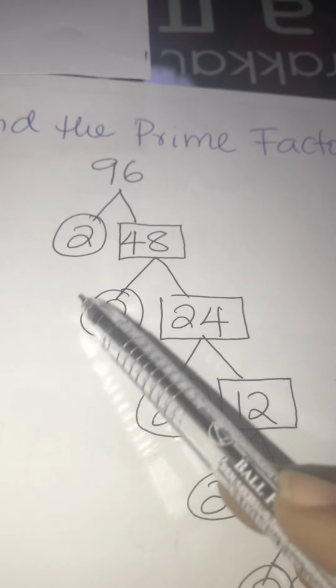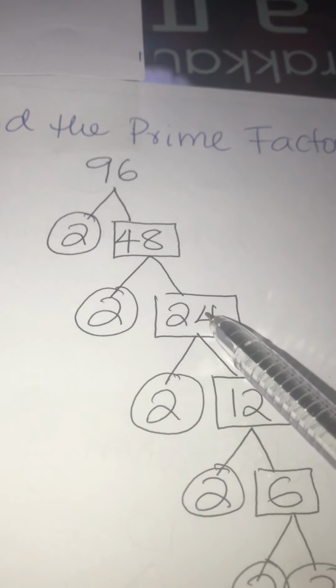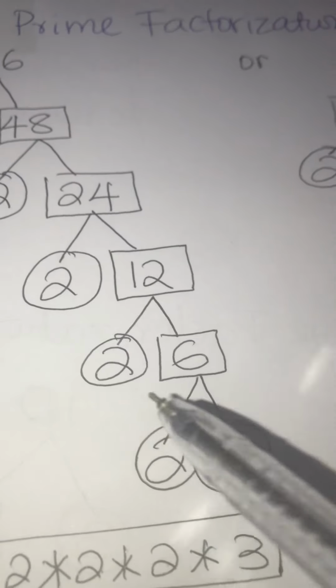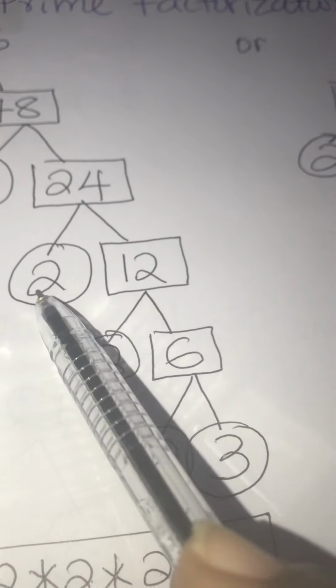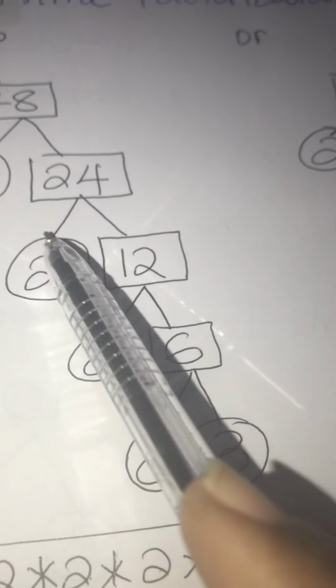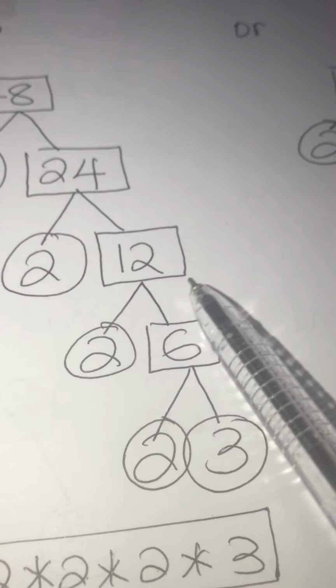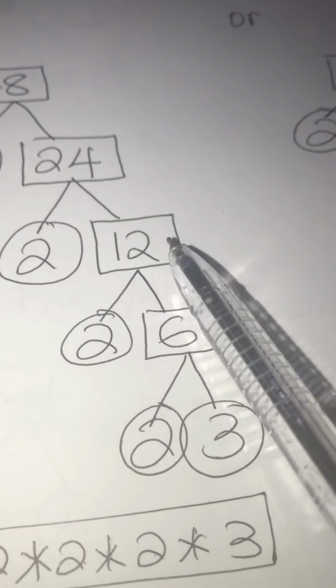2 is a prime number, I circle. 24 is not a prime number because it is not on the list. You see 23, then I go to 29. 24 is not a prime number, so I continue. Then I do 2 times 12. 2 is a prime number, I circle. 12 is not, I put it in a square. I continue. I break it down.